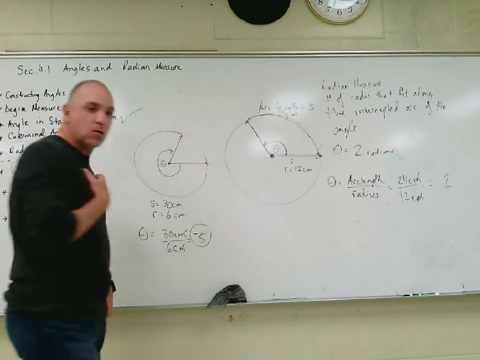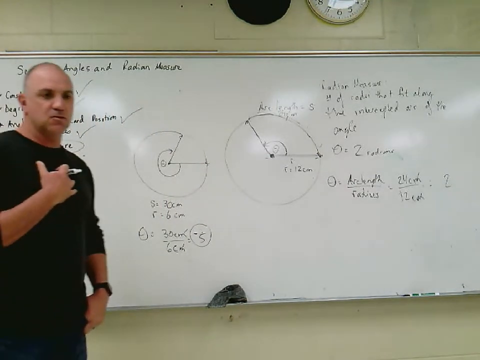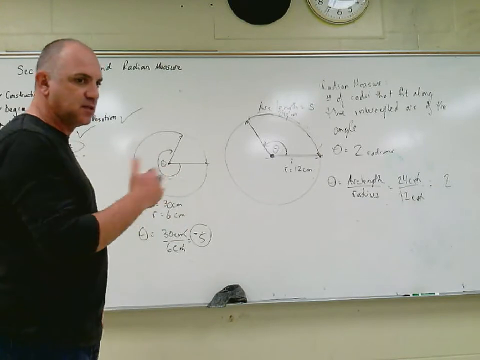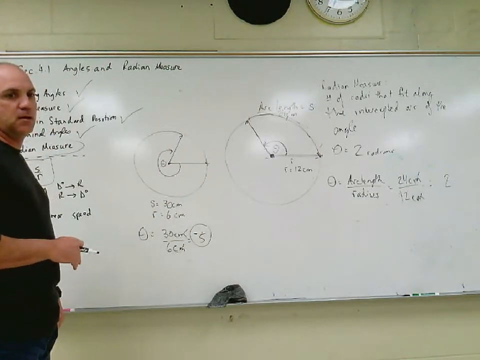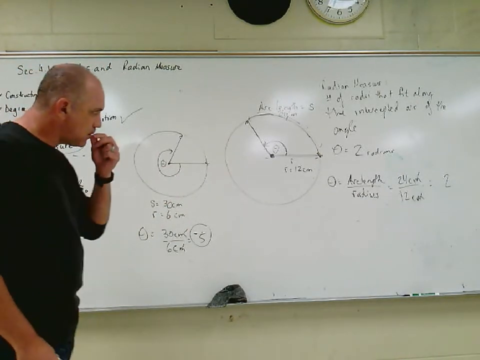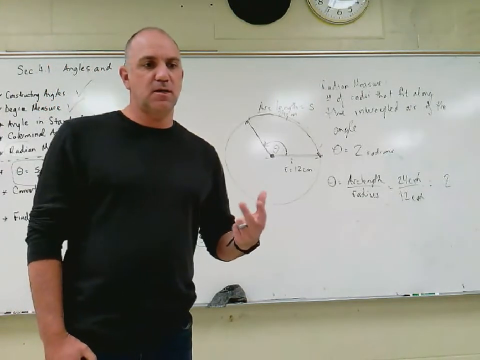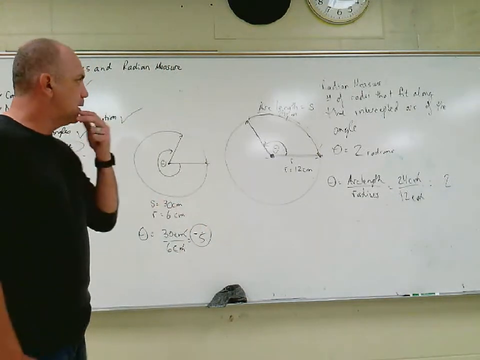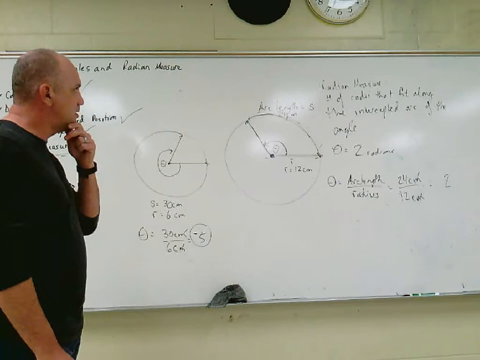Okay, so I have to know when to put the negative on how the angle is constructed, to use positives and negatives, just like you do with degree measure. Okay, and that's the definition. That's what a radian measure, the definition of it is.